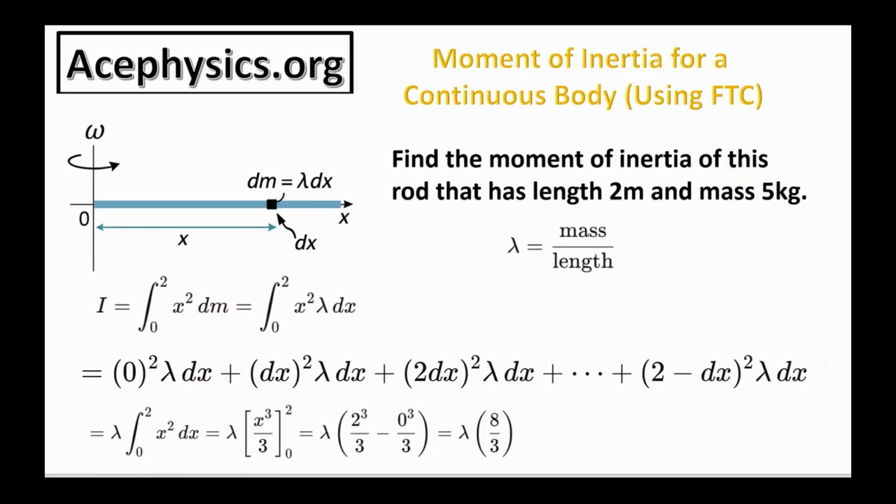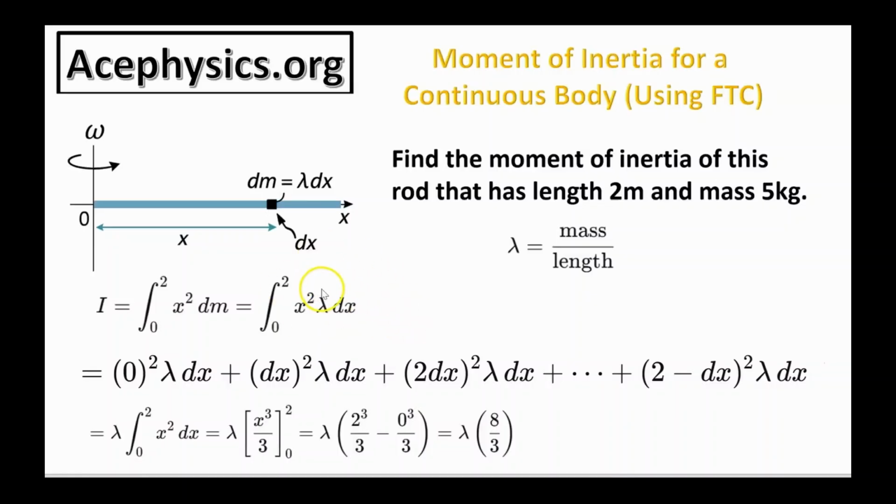To calculate the moment of inertia, we take each mass element, we multiply it by the distance it is from the rotation axis squared, and then we sum them all up. And so that's the integral of x squared dm. In this particular problem, we integrate it from 0 to 2. So it's the integral from 0 to 2 of x squared lambda dx, because dm is equal to lambda dx.